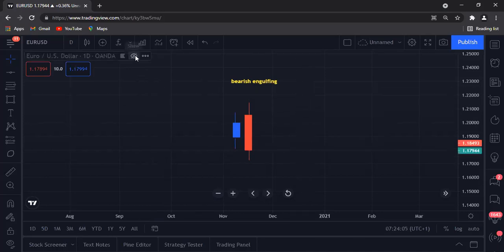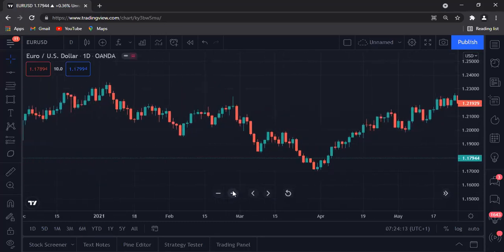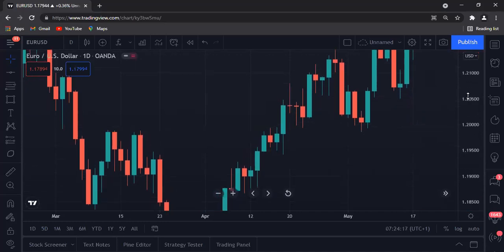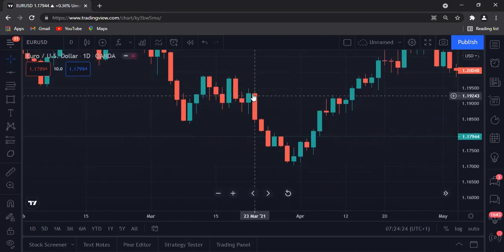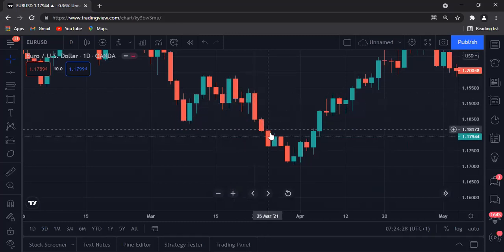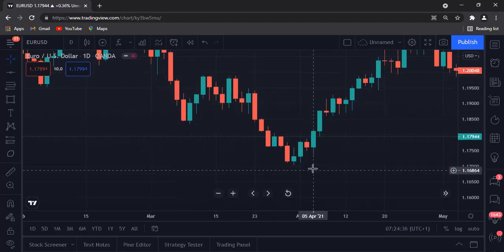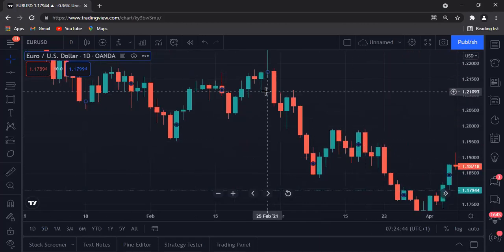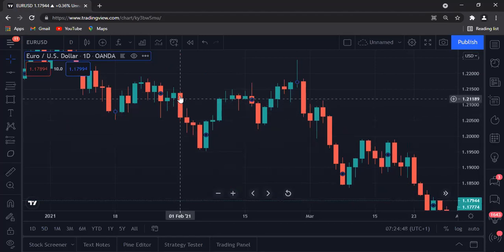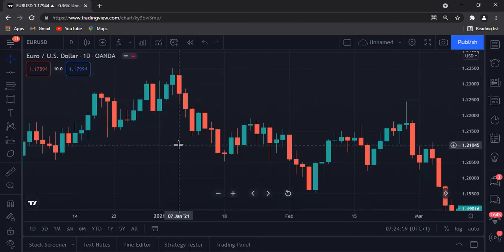So let's check for a bearish engulfing. This here is a bearish engulfing. And you can see what happened after: the market fell. This is another bearish engulfing. This is another bearish engulfing. This is another bearish engulfing.